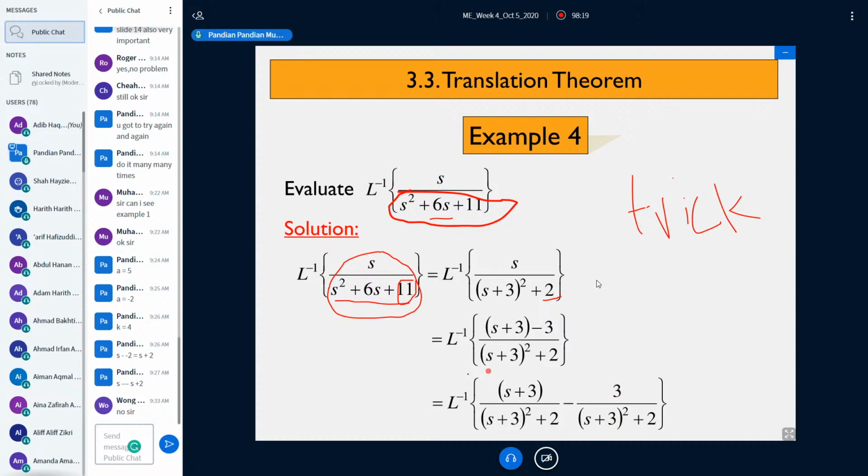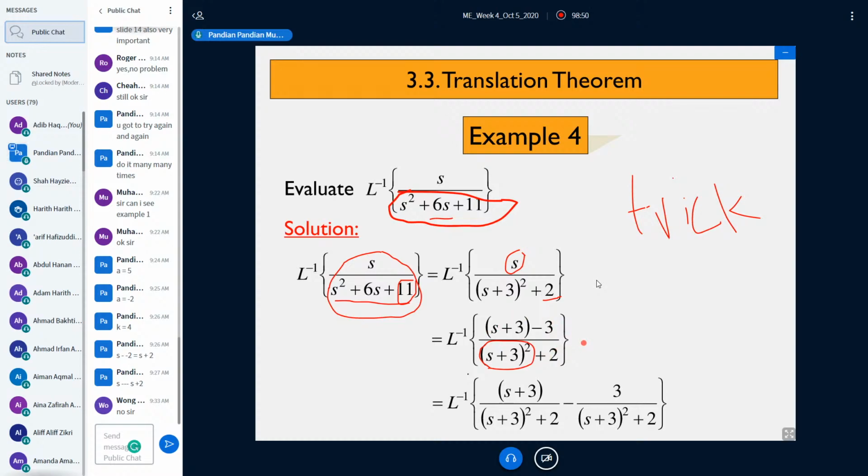So, since this is s plus 3 squared, you must modify this s to become s plus 3 minus 3, because this is s plus 3 squared. So, you decompose this: inverse Laplace of s plus 3, divided by s plus 3 squared plus 2, minus 3 over s plus 3 squared plus 2. You may wonder how we got the idea here.